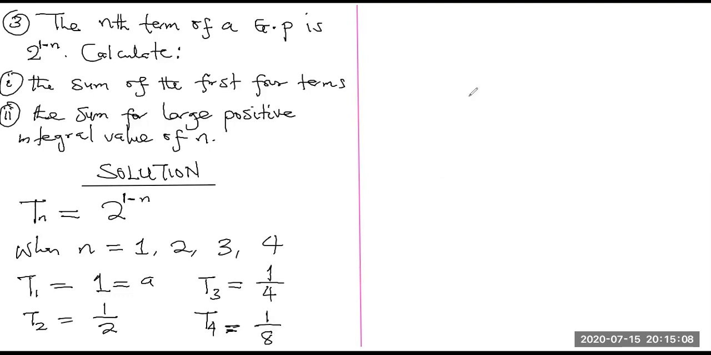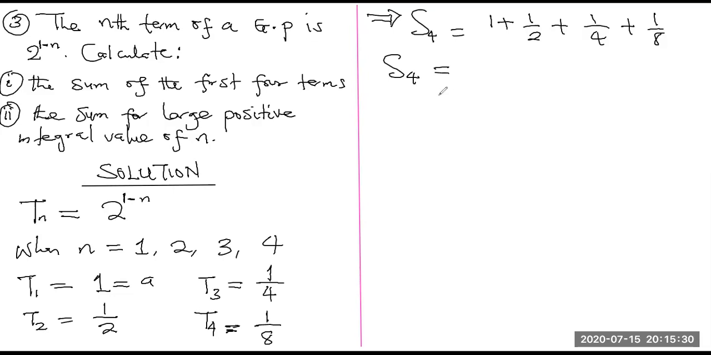So these are the first 4 terms. That implies the sum now. The first 4 terms give us 1 plus 1 over 2 plus 1 over 4 plus 1 over 8. You can also use the sum formula to find it. Everything will give us about 15 over what now? Please confirm for me.